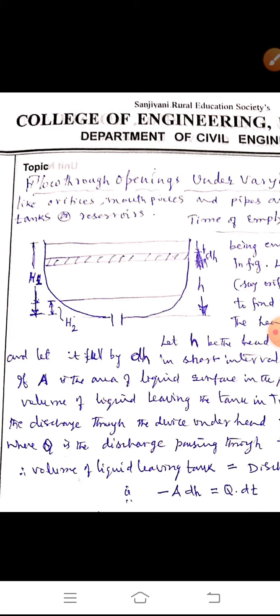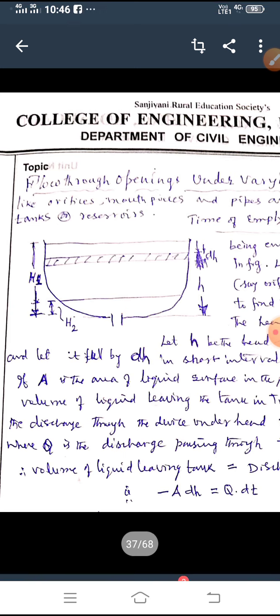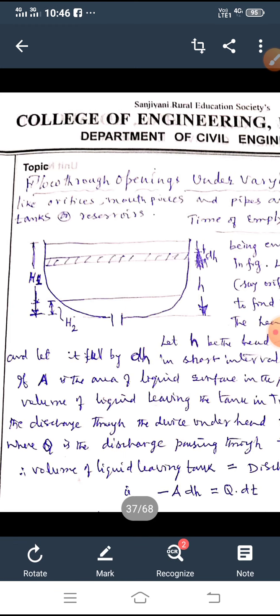Now, if I assume capital A is the area of liquid surface in plan, then the volume of liquid which is moving through the orifice is equal to A multiplied by dH, and the total water which is discharged through the orifice, if we know small a as the area of the orifice and CD as the coefficient of discharge, then the amount of water which is let off through this orifice may be equal to Q into dt, because we have to consider here also the time dt.